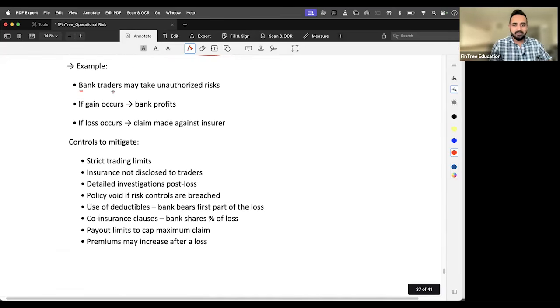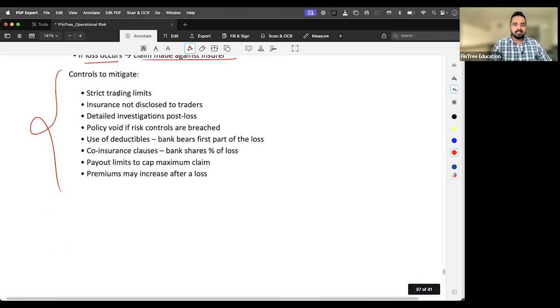So an example would be bank traders start taking unauthorized risk. If you have rogue trader kind of insurance, think from a bank trader perspective: gain occurs, fantastic; loss occurs, claim insurance, right? What are the controls to mitigate? Strict trading limits, and insurance not disclosed to the traders, very important. Beautiful theory question can be structured. The trader should not know that there is an insurance, because if they know, then obviously it will influence their behavior. Then investigation post loss, policy void if risk controls are breached. That means within the policy certain rules are set, and if the rules are violated, you don't get payout.